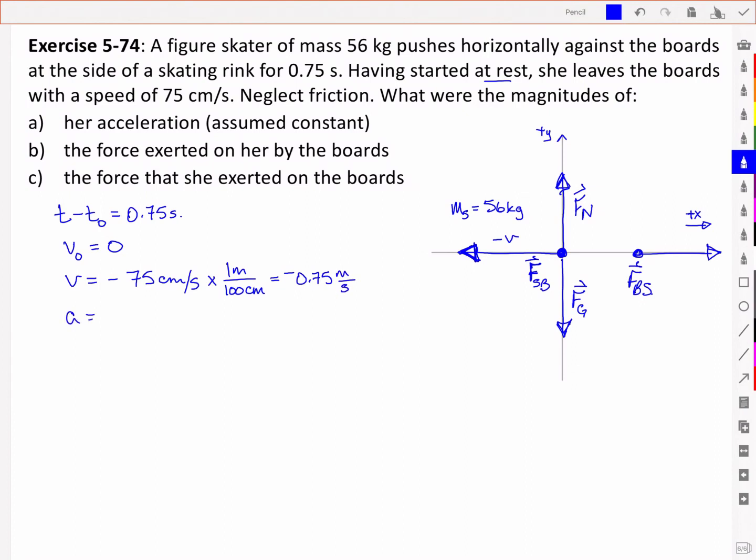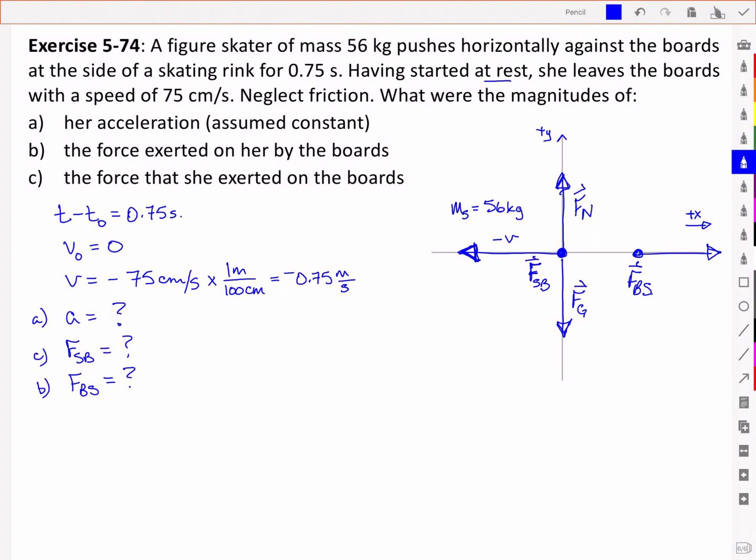The acceleration is unknown, and that's one of the things we're trying to find. And the force on the skater by the boards is unknown, and the force on the boards by the skater is unknown. So this is really part A. Force exerted on the skater is part C, and the force exerted on the boards is part B.